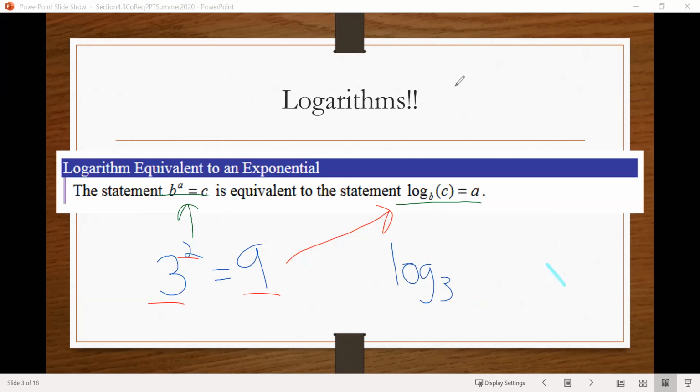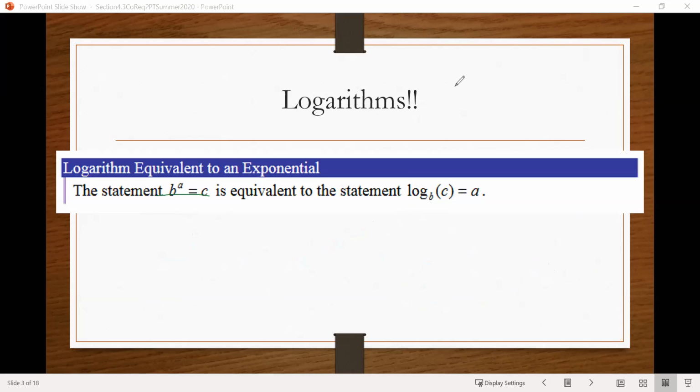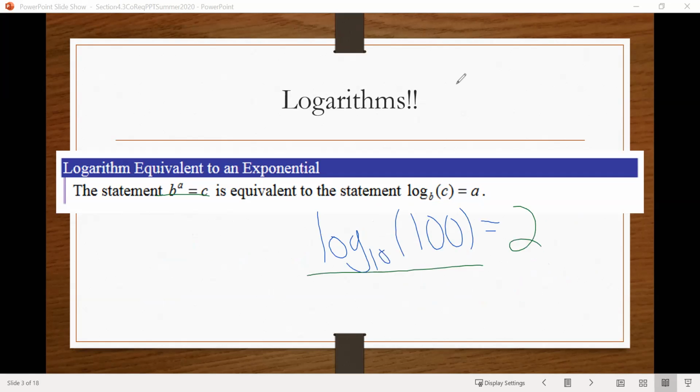So with that in mind, let's look at some other examples of logarithms. So let's say we had something like log base 10 of 100. Well, what's that going to be equal to? Well, that's also going to be 2, right? Because again, what this is asking is 10 raised to what power will give us 100, and the answer is 2. All right. What about log base 4 of 64?